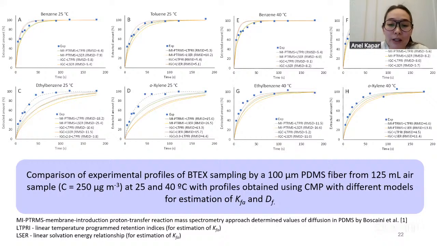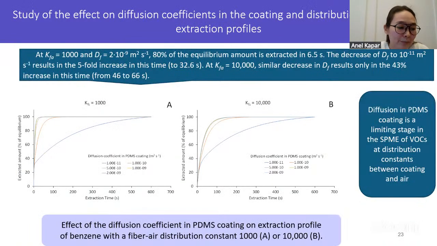Thus, a combination of IGC and LTPRI was chosen for modeling purposes because in most cases it provided the lowest RMSDs, which were below 15% for all BTX at 25 and 40 degrees, compared with experimentally obtained profiles. The developed model was used to study the interconnection of diffusion of analytes in the fiber and distribution coefficient and their effect on the extraction process.